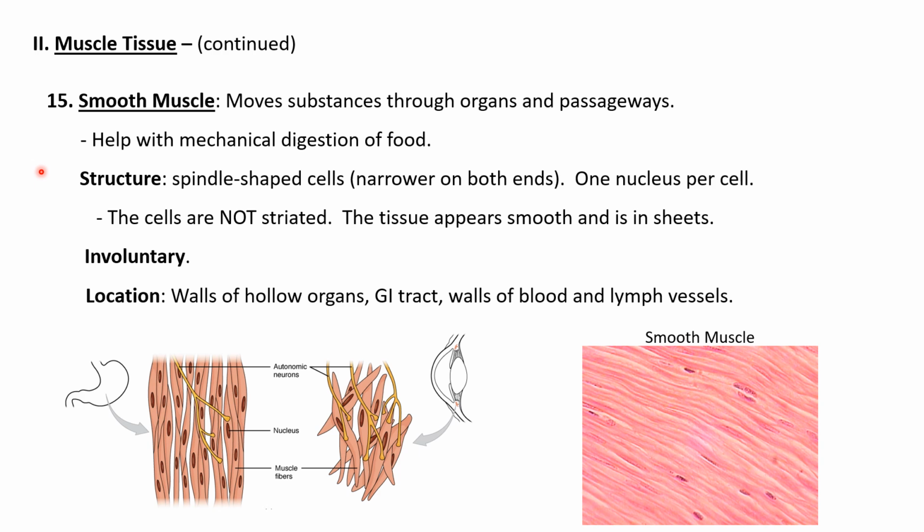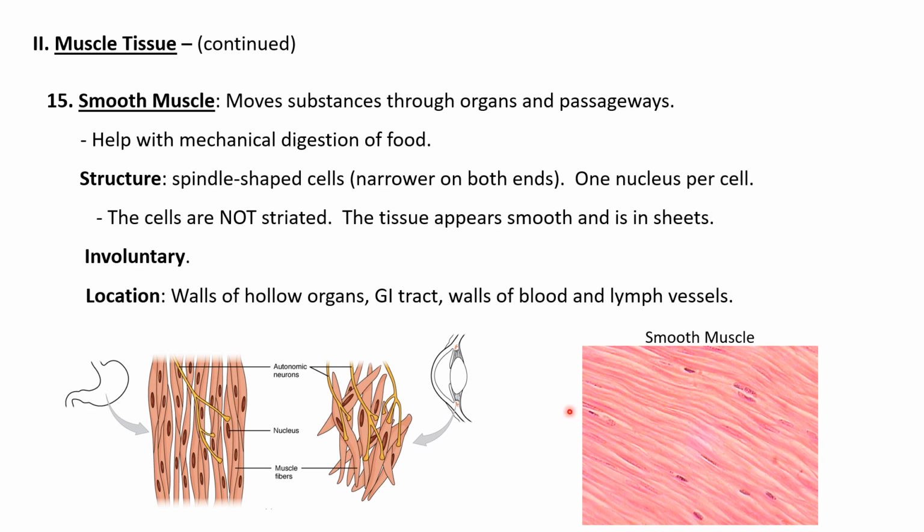The structure of the cells are spindle shaped. That just means they're narrow at both ends. They're long cells with narrowed ends. They have one nucleus per cell. They are not striated, not striped. They appear smooth, and the cells are going to be in sheets. Like you'll have a whole sheet in the stomach wall, making a whole wall of the stomach.